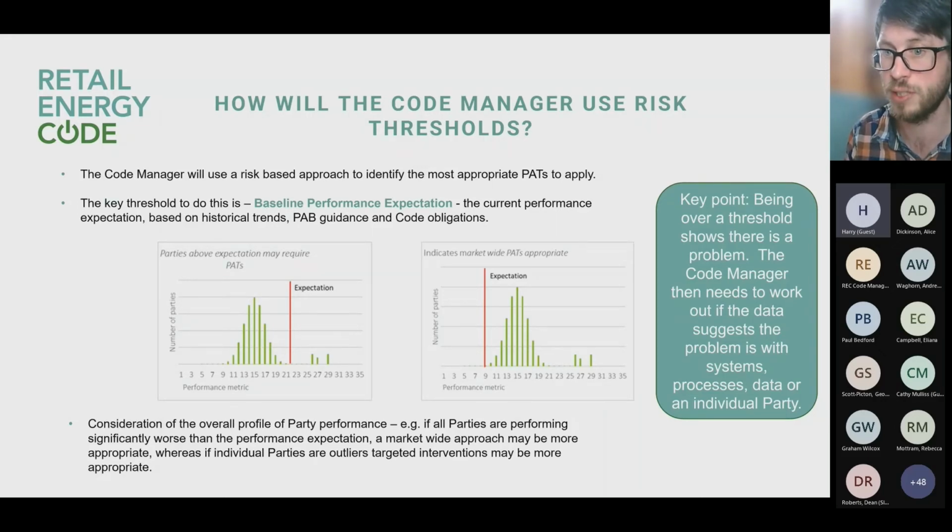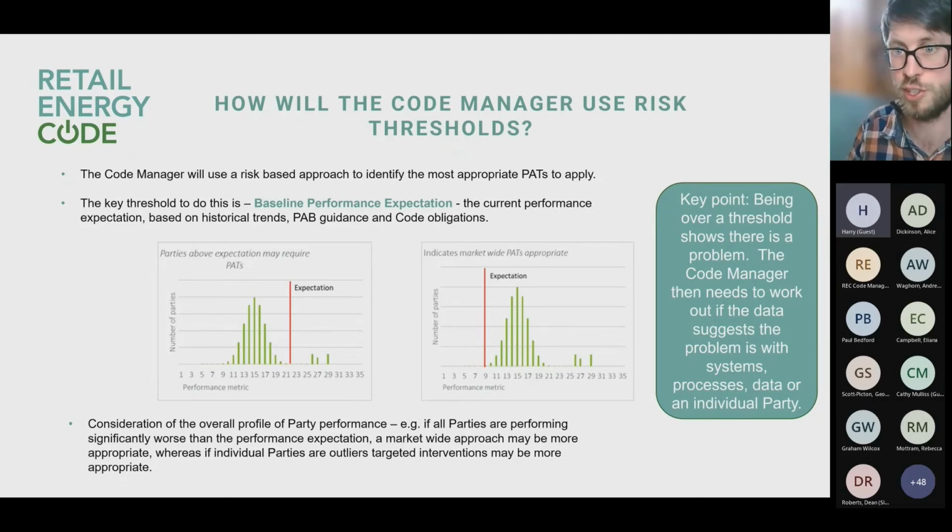That's a really key point here. Being over threshold suggests that there is a problem. The code manager then needs to work out if the data suggests the problem is with a specific party, whether it is with a system, whether it is with a process, whether it's data, whether it's something that might show up in that party but be caused by another party. This is complicated and nuanced. This isn't as simple as if you're over 51 miles an hour, that's a problem. But using thresholds should help us do that.